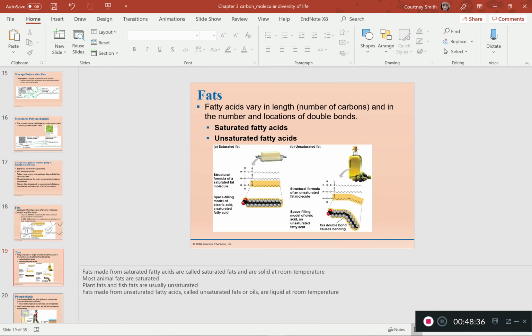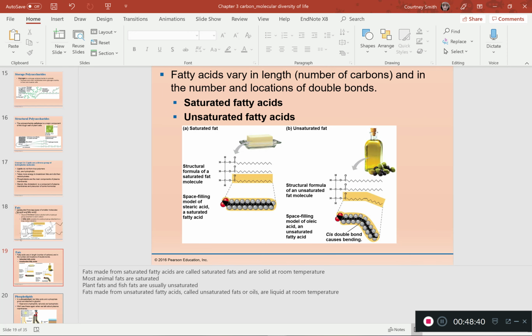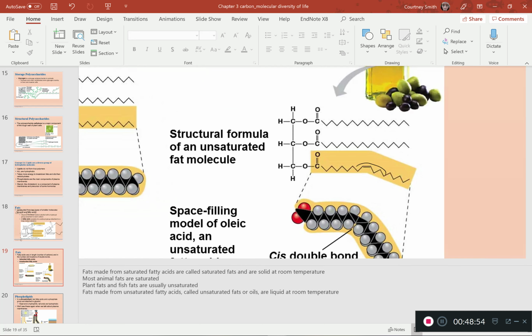We have 2 different types of fatty acids. So we have saturated and unsaturated. So saturated, they have all of these single bonds like they're just straight lines. And they're solid at room temperature like butter. And then we have unsaturated, which is where there's a double bond that occurs. So let me zoom in on that. So there's this double bond right here. And with that, it causes the fatty acid chain to kind of curve. So that's called a kink.